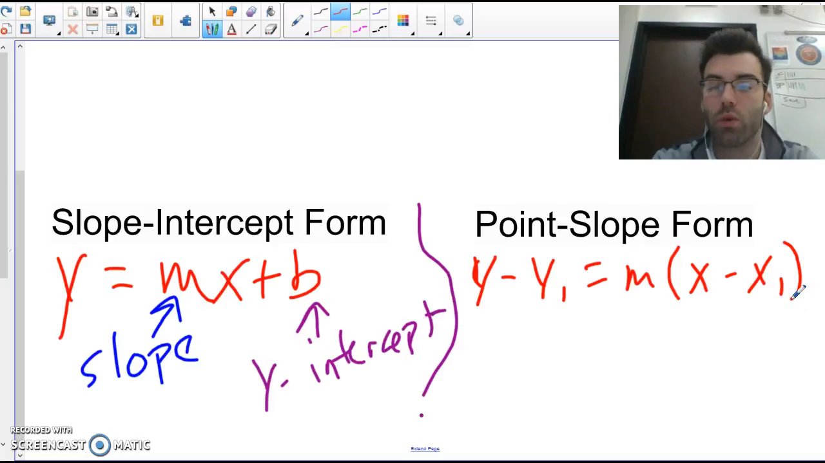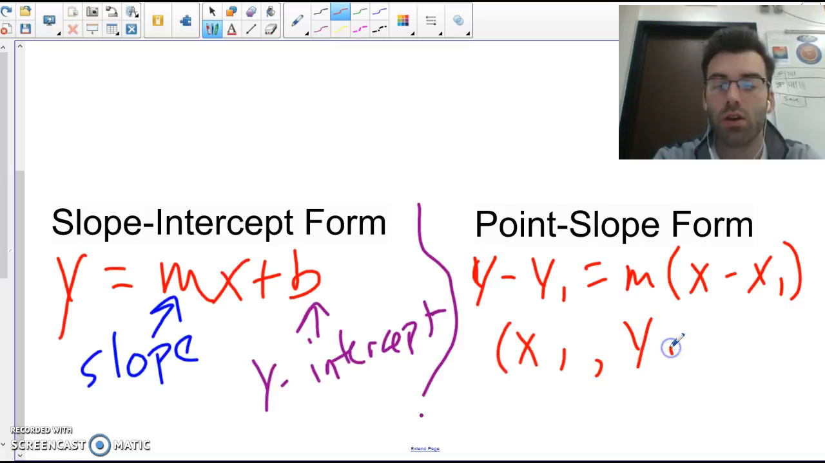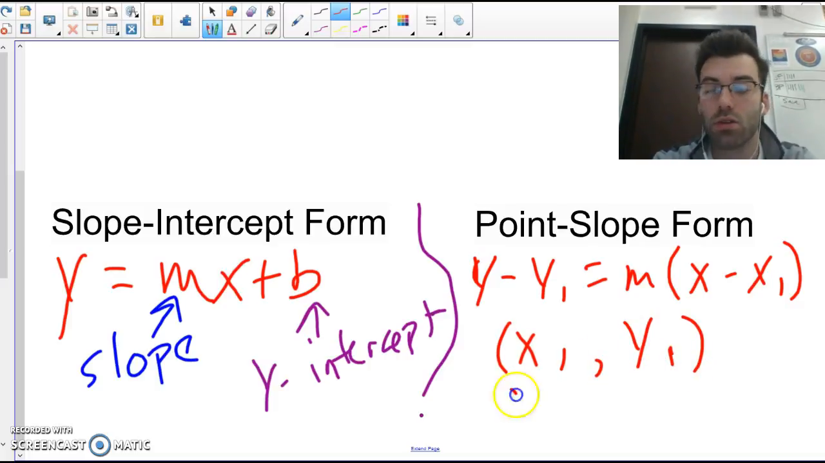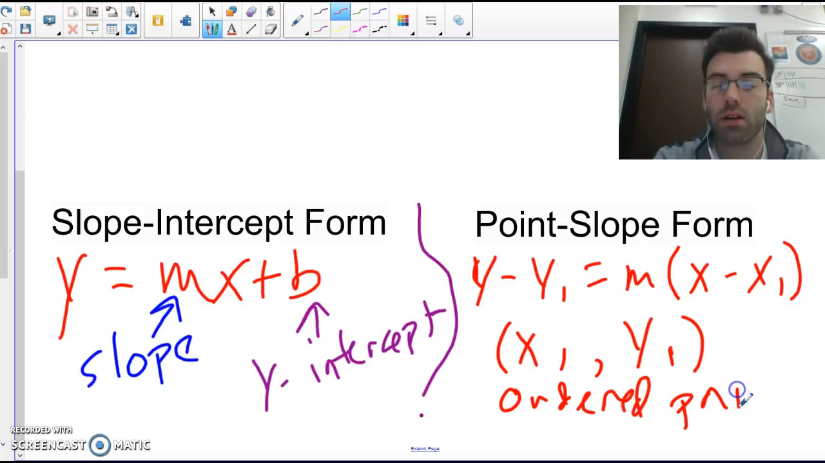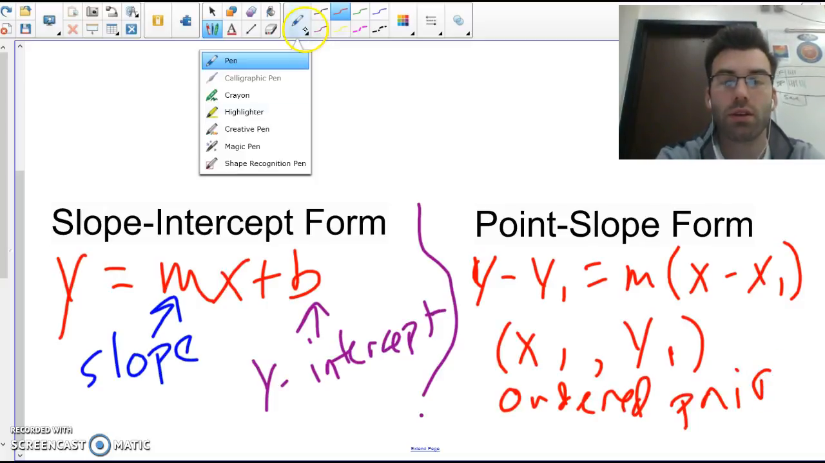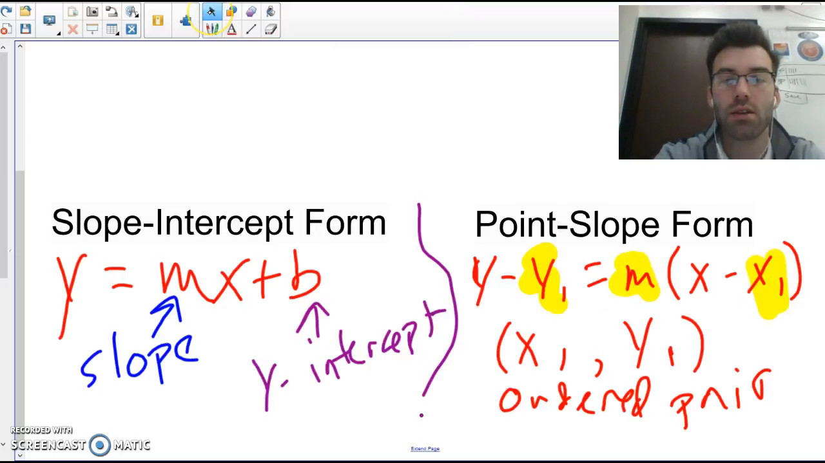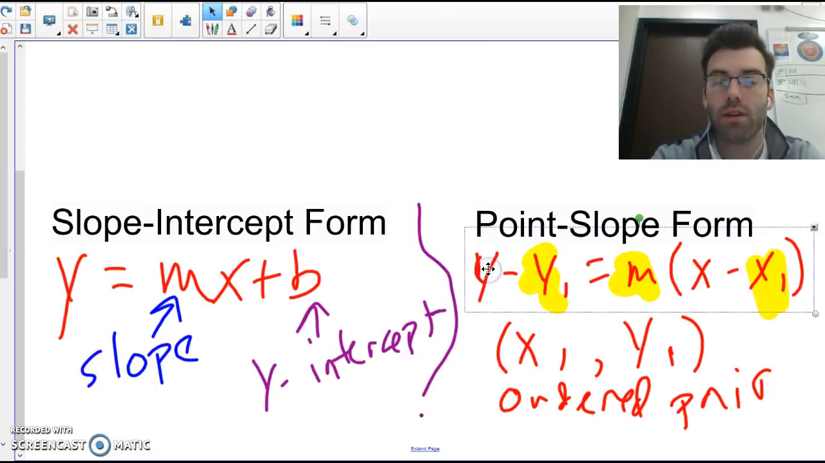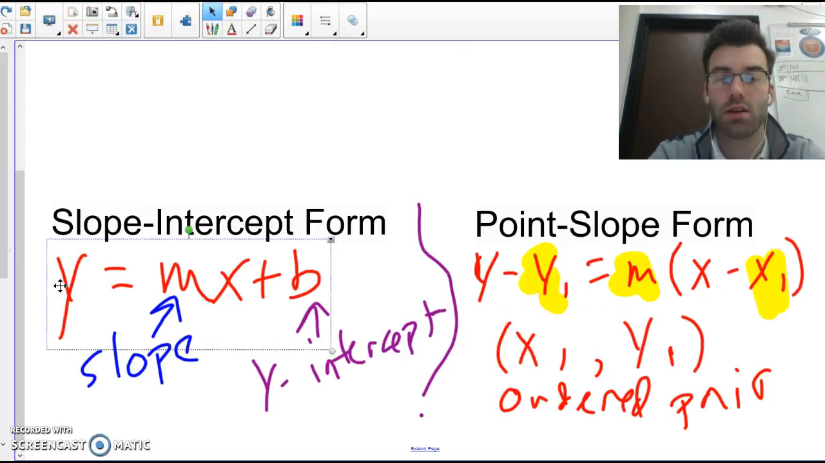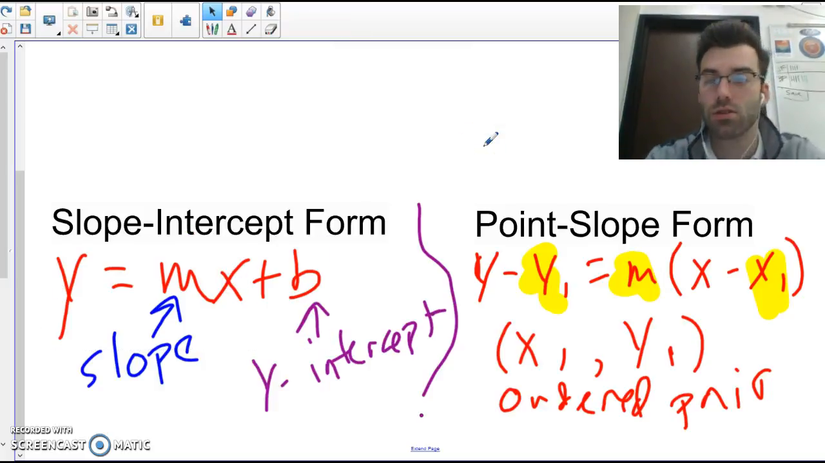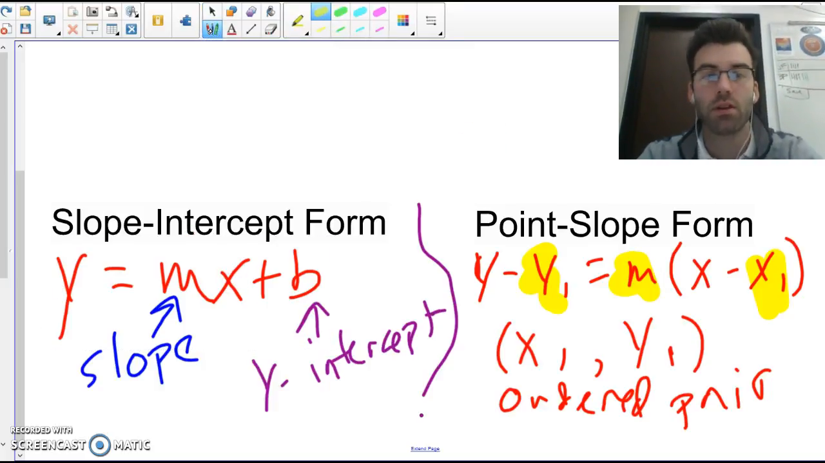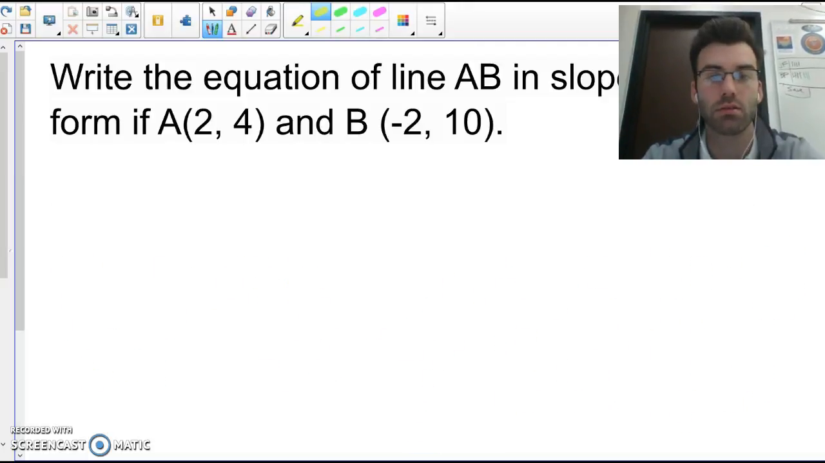All right, where x1 and y1 are an ordered pair, an actual point that lies on your line. So x1 and y1 can change right here. These can change as well as the slope, but the actual y and the x here, this x and that y, all right, won't change, just as this x and that y won't change in slope-intercept form, okay? So let's put this into action, okay?